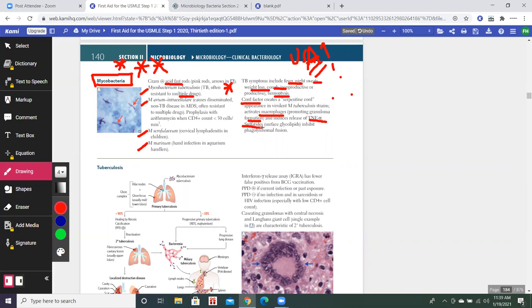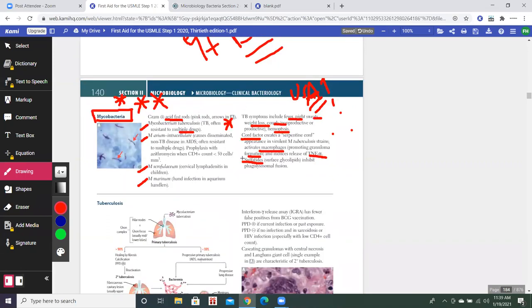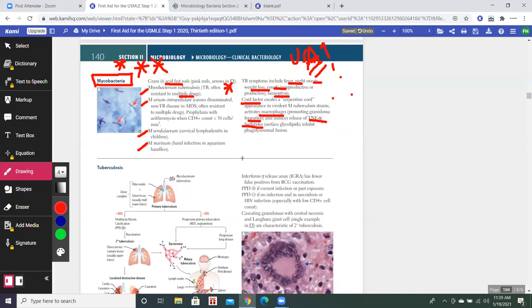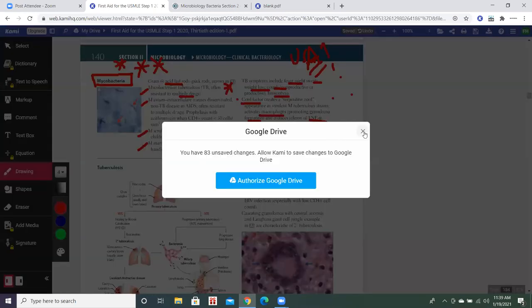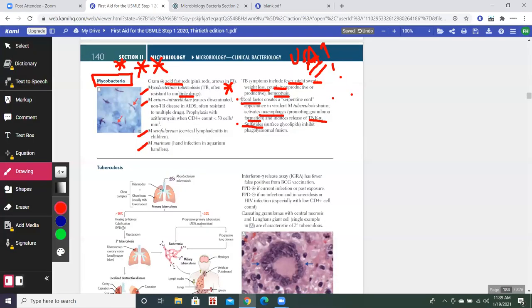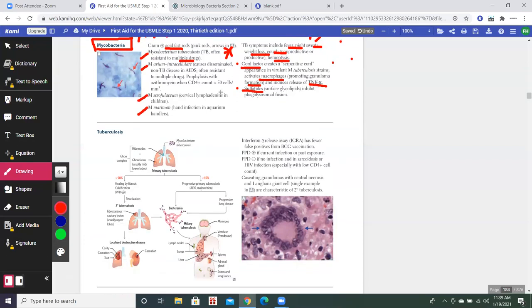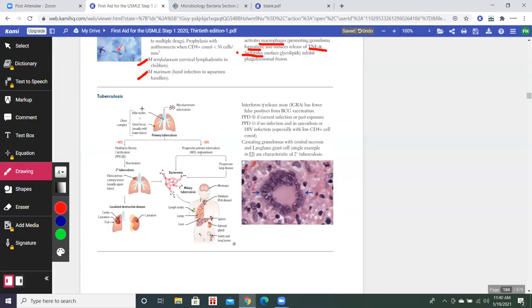Sulfatides is another virulence factor. This inhibits phagolysosomal fusion. As a result, there is no proper immune response against the granulomas. So sulfatide will prevent phagolysosomal fusion, and cord factor will help in macrophage activation, release of TNF, and maintain the shape and size of the granuloma. So that's that. Okay. Now, let's see what's happening over here.